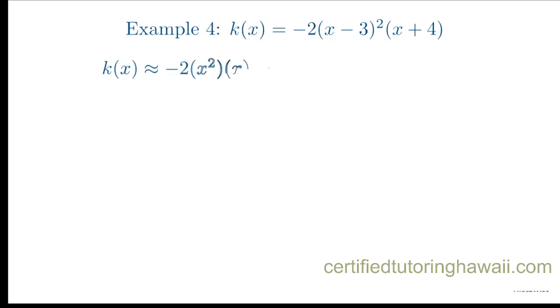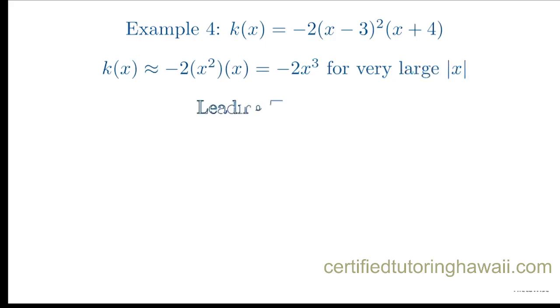What about k of x equals negative 2 times the quantity x minus 3 squared times x plus 4? Again, let's analyze the leading terms of each part. We have a negative 2 outside. The x minus 3 squared term will behave like x squared, and the x plus 4 term will behave like x. So the end behavior of k of x will be like multiplying negative 2 times x squared times x. This simplifies to negative 2x cubed.